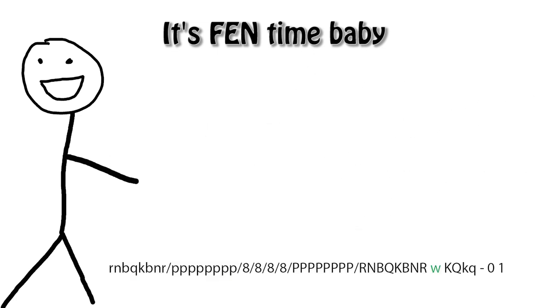Alright, the second field is just whoever's turn it currently is, W for white, B for black. The third field represents castling availability. If there's a K, it means kingside castling is available, and if there's a Q, it means queenside is available.